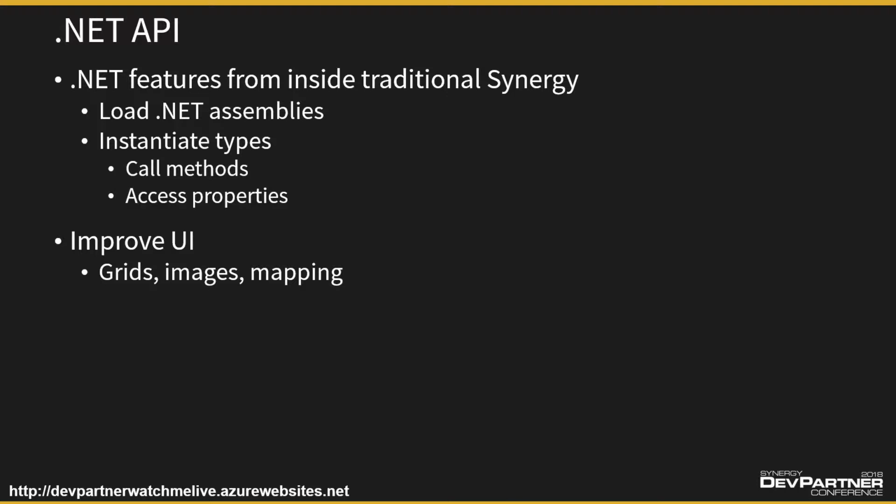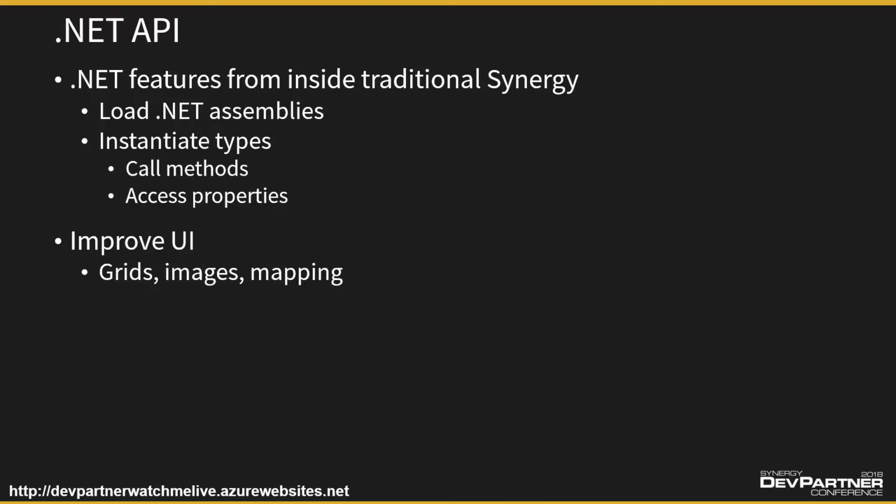application. There are some caveats, some things you've got to be aware of and careful of, and you've got to be mindful of some performance constraints and things like that. But if you're clever with it, you can really make your programs look nice. The .NET API then allows us to essentially create instances of .NET types within our traditional Synergy. Many people have used the .NET API to improve their UIs.